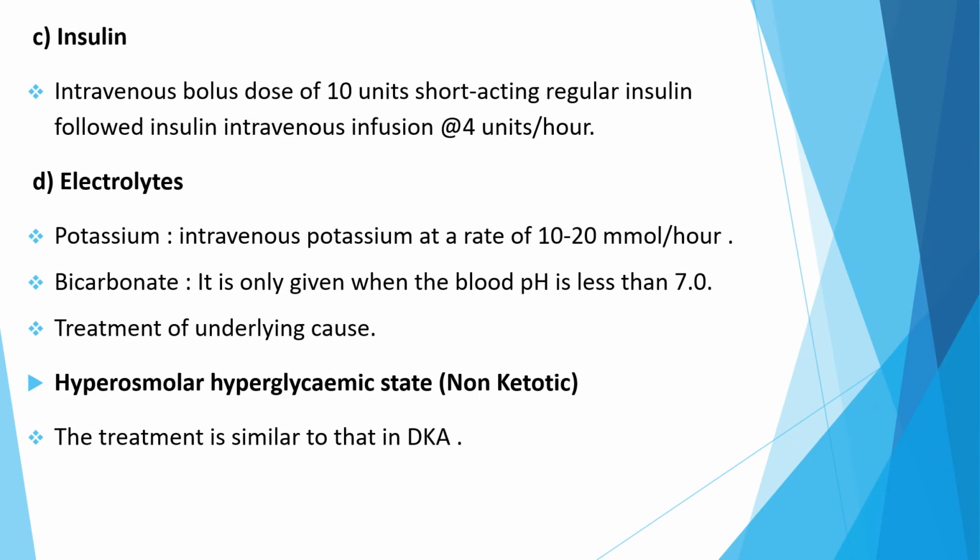Insulin: of course you also give insulin, an intravenous bolus of 10 units of short-acting regular insulin, followed by intravenous insulin infusion at 4 units per hour. Electrolytes: check bicarbonate, check potassium, and check other electrolytes, calcium, why not. Hyperosmolar hyperglycemic state, non-ketotic, is similar to DKA. So the treatment, if we go back over the lecture, is airway and breathing, fluid, insulin, electrolytes, and so on.